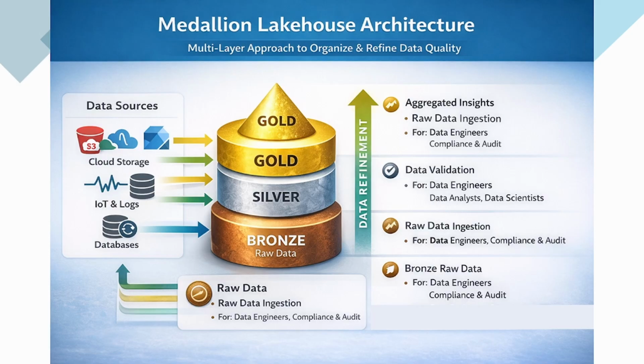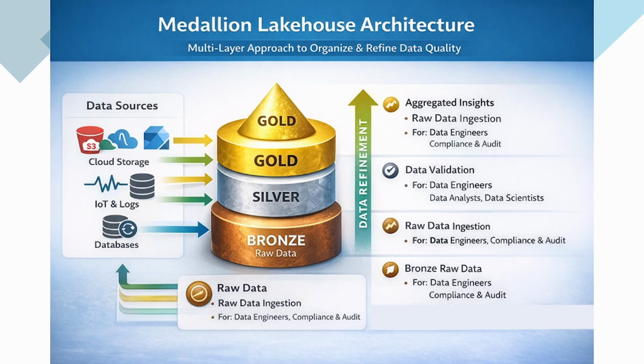Now, quick correction. People sometimes try to write directly to silver from ingestion. Don't do that. Databricks strongly recommends ingesting into bronze first. Why? Because ingestion pipelines break. Sources send bad data. Schemas change. Bronze protects you, silver builds on top of it.